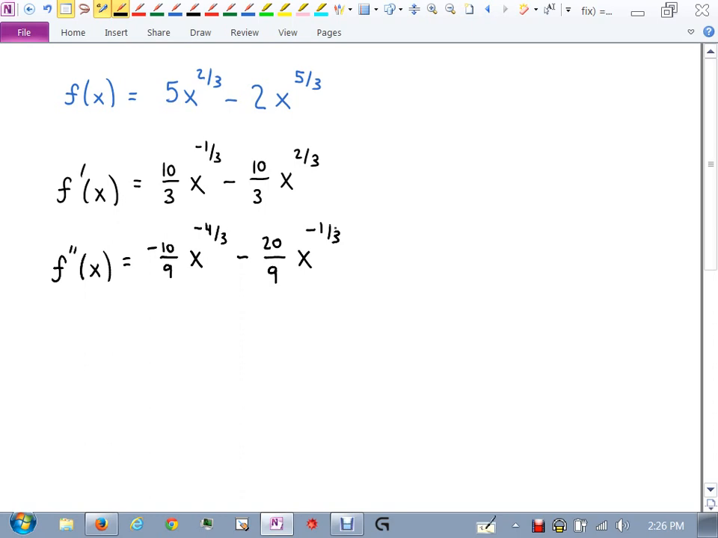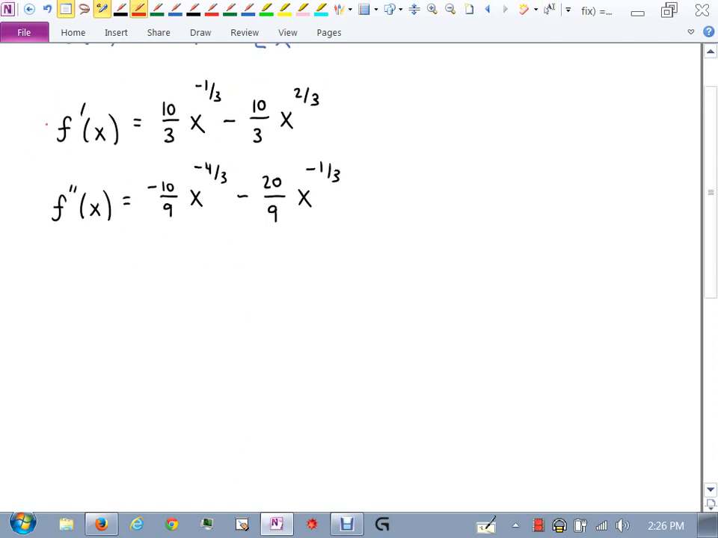Now I need to know where the first derivative is undefined, where it's equal to 0. So it's going to be where the algebra is going to start to get a little nasty. All right, where is my first derivative equal to 0? Let me clean it up first. Do you agree that's 10 over 3x to the 1/3 minus 10 over 3, I'll put the x on top there, x to the 2/3. That's my original derivative.